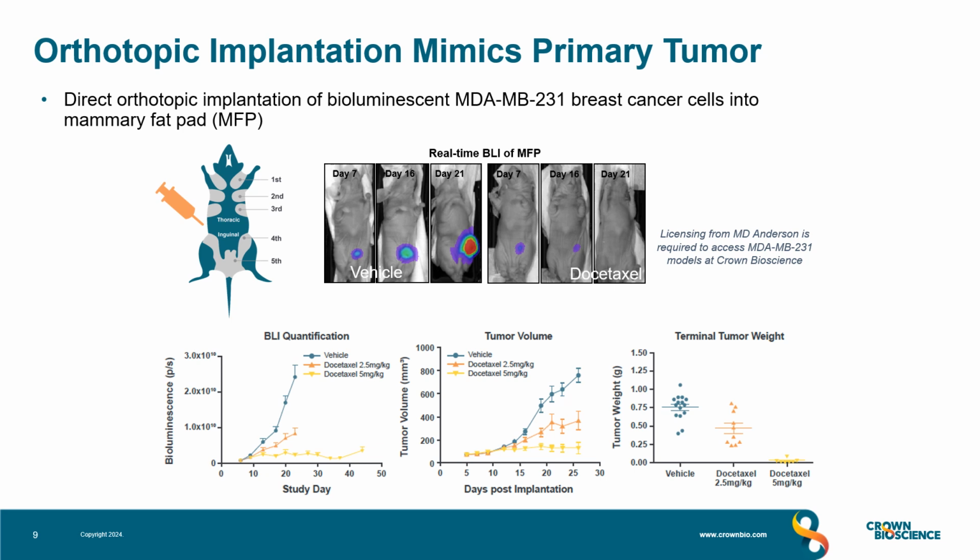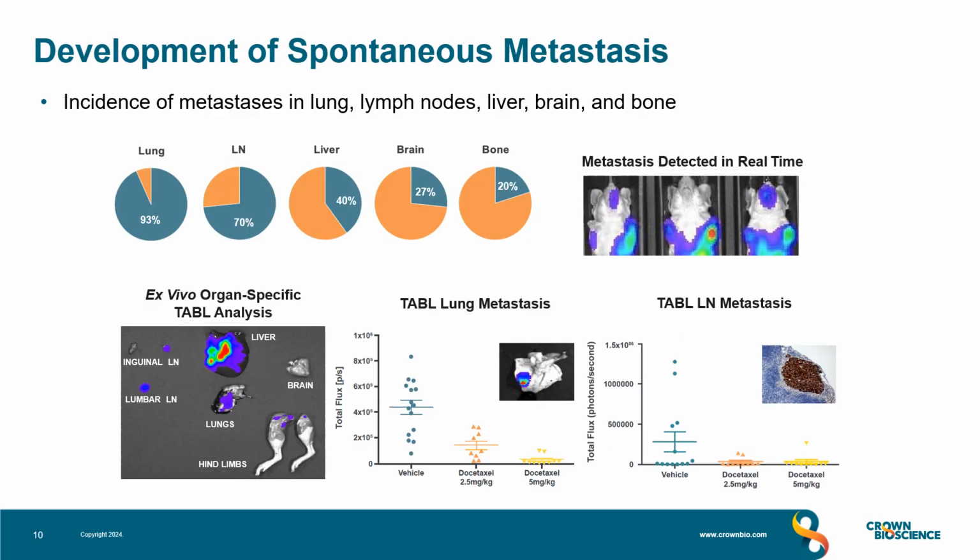We validated this model using docetaxel, and in the lower graphs on the left-hand side, you can see the strong inhibitory effect that docetaxel treatment has on tumor progression. And this is data collected by bioluminescence imaging. In the middle graph, this is looking at tumor volume measurement by caliper. And you see there's very good correlation between the BLI data and the tumor volume data. And we've also validated this by measuring tumor weights at termination, which is shown in the right-hand graph.